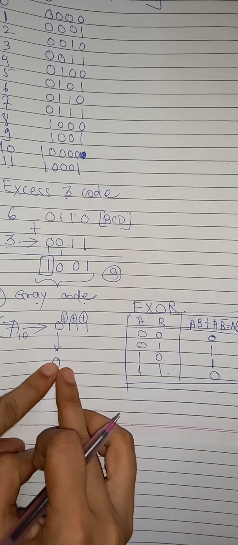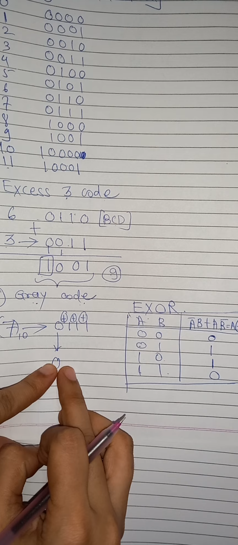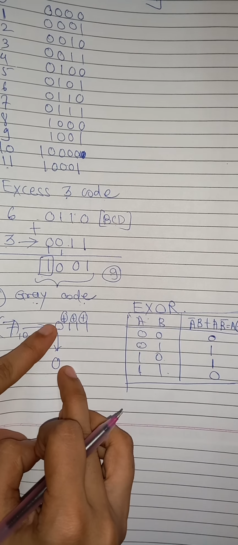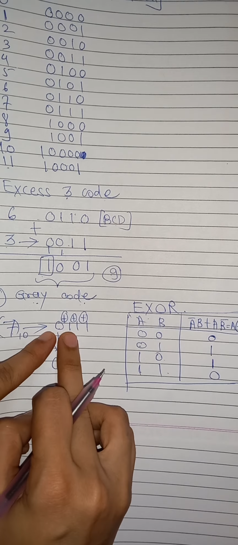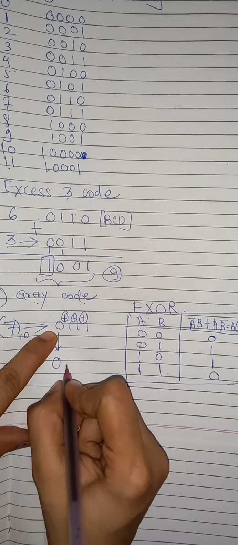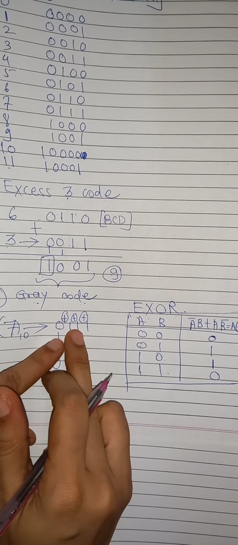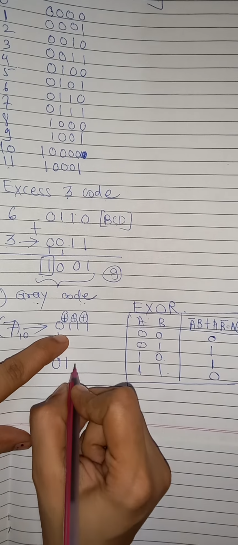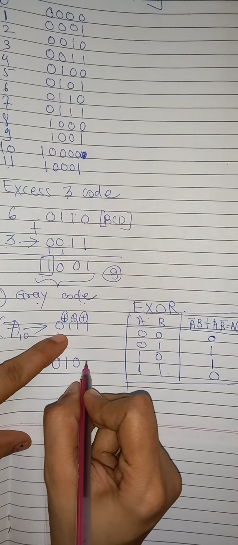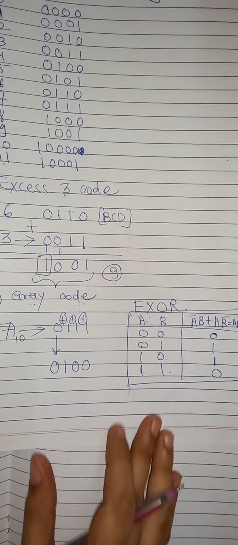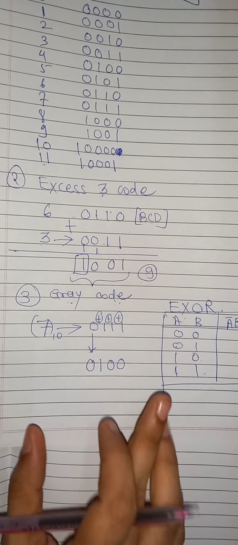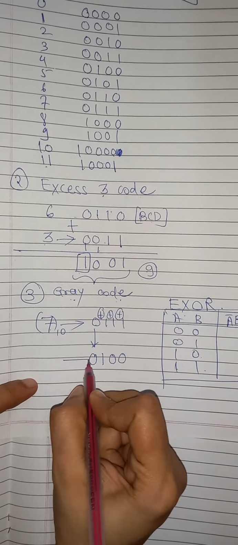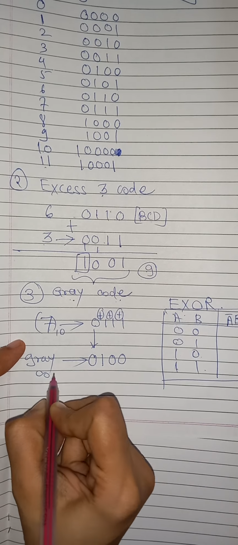So this 0 as it is, MSB is as it is, as I told you. Then perform XOR operation of 0 XOR 1. 0 XOR 1 will be 1. So 1. 1 XOR 1 will be 0. 1 XOR 1, it will be 0. So gray code of 7 is 0100. This is gray code representation. It is called as gray code.